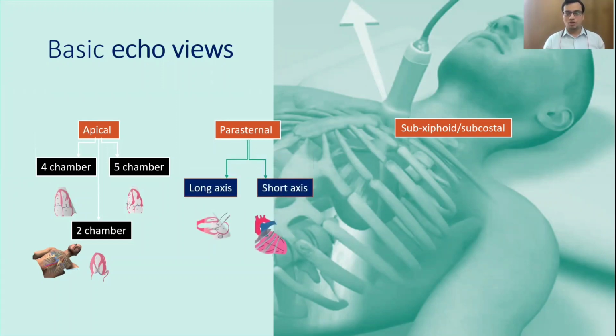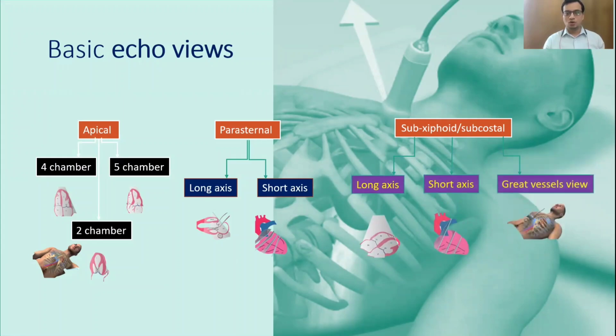Through the subcostal or subxiphoid window, the three most commonly obtained echo views are the long axis view, short axis view, and great vessel view. All these windows and views should always be borne in your mind so that you can go systematically to obtain these views. Now we will discuss each view one by one.